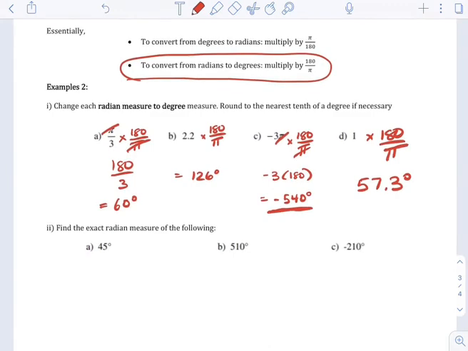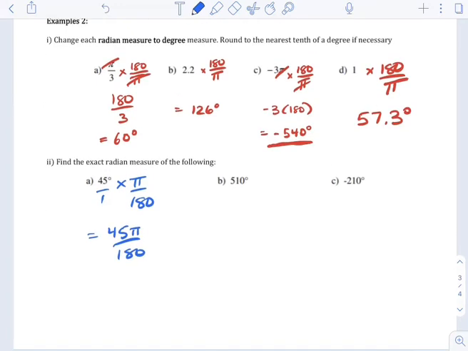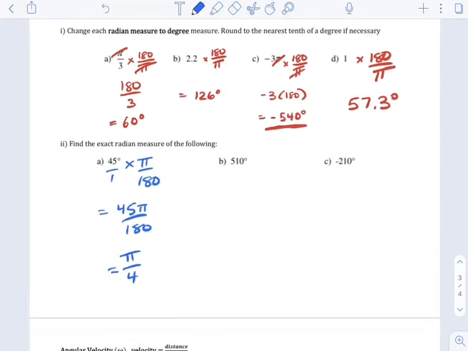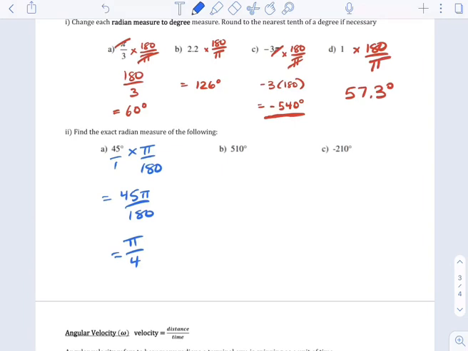For the next one, find the radians from the following degrees. So we're just going to multiply by its opposite. I'm going to multiply by pi over 180. I can either put that into my calculator and get a decimal for it, or I can try to reduce the fractions that we get. If we do this, 45 times pi, right? So 45 over 1, 45 pi over 180, which just gives me pi over 4. That would be the radian measure for that.